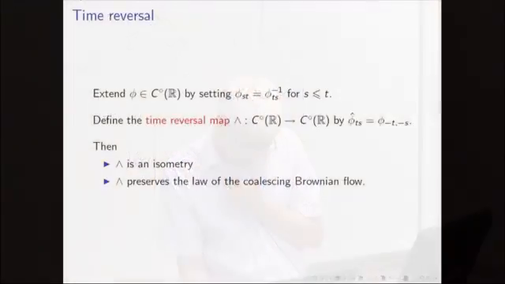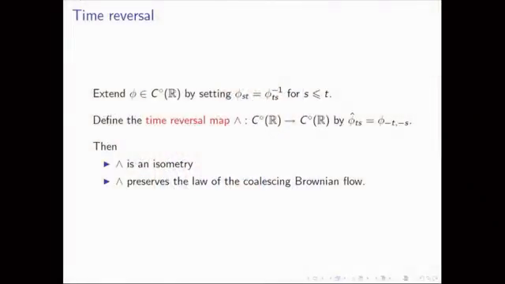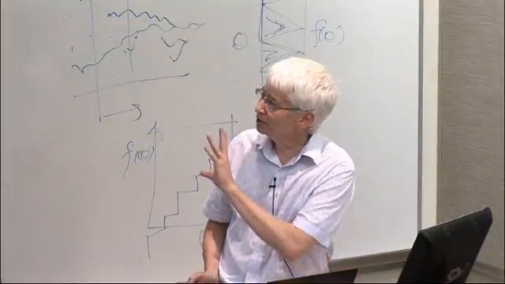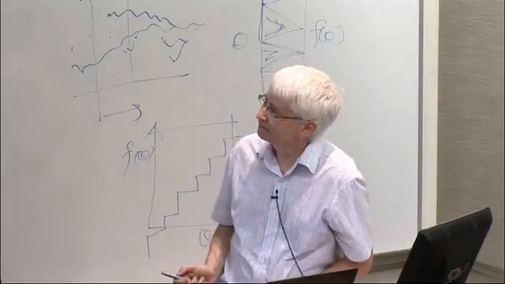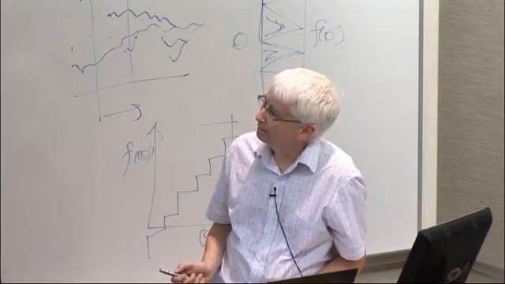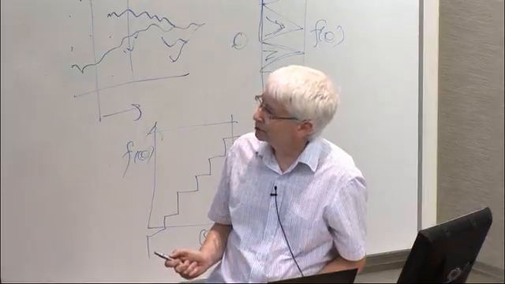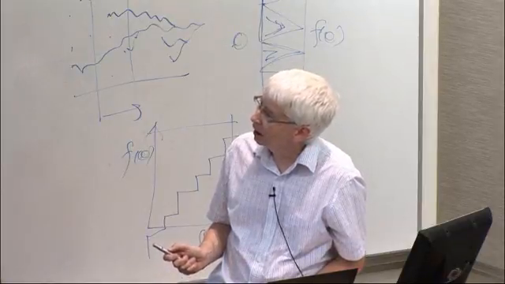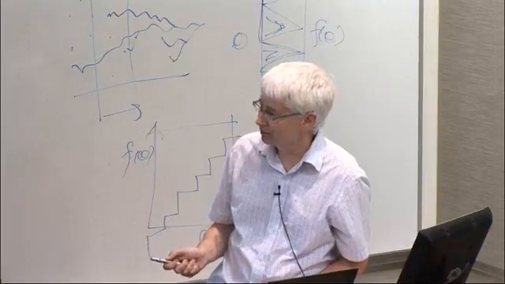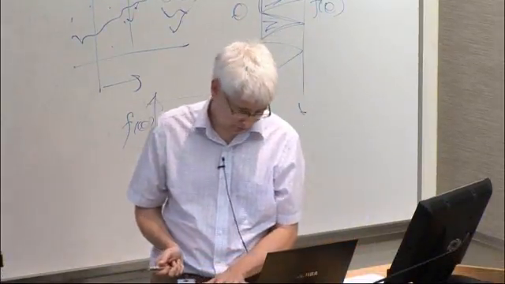Okay, this is kind of more propaganda. This is a good way to think about the Arratia flow. You can invert all these continuous weak flows. Just look at the inverse map. The time reversal map, which just takes this inverse, turns out to give an isometry of this space, and then it also preserves the law of the coalescing Brownian flow.